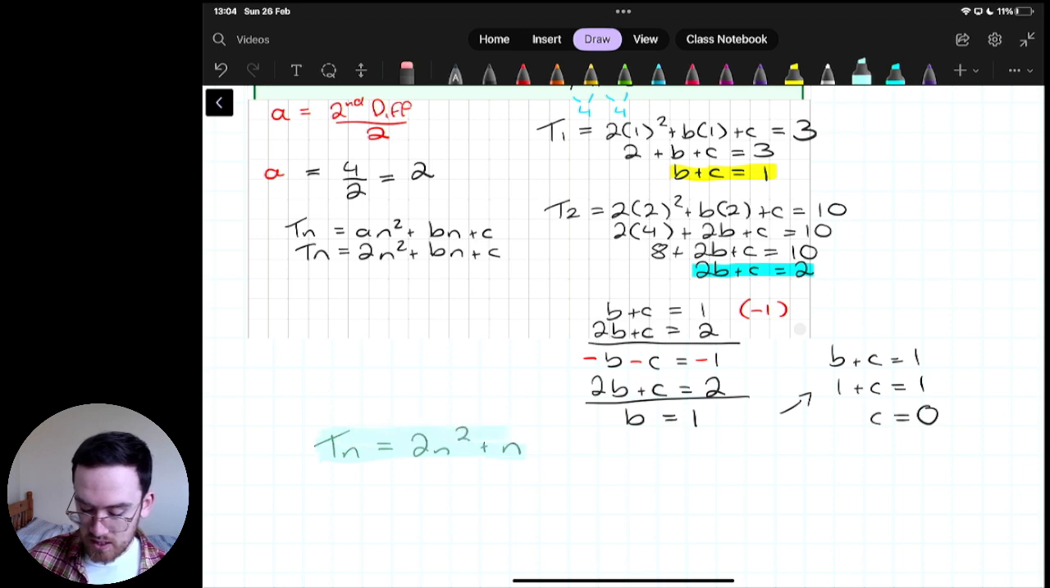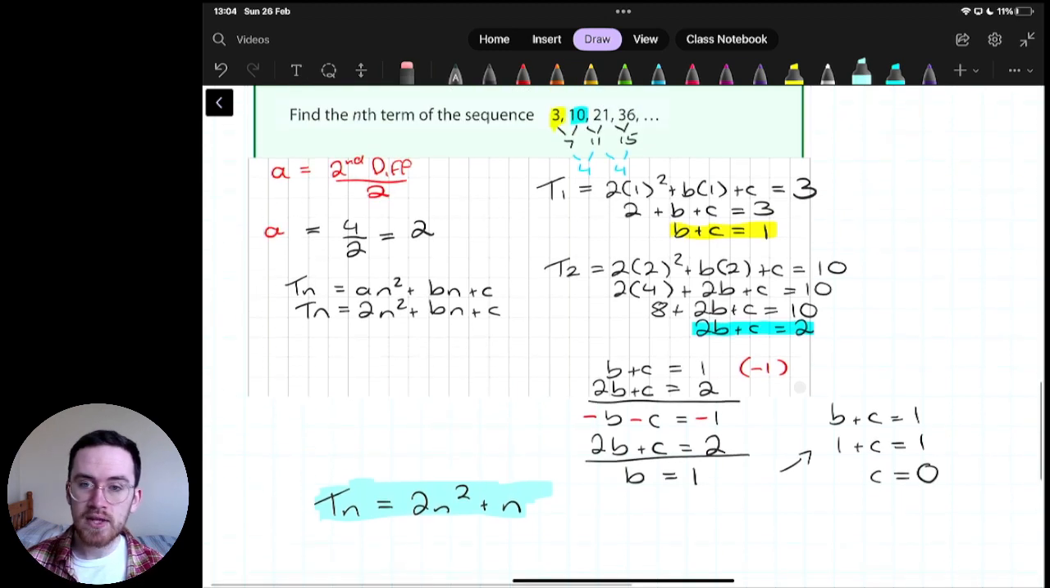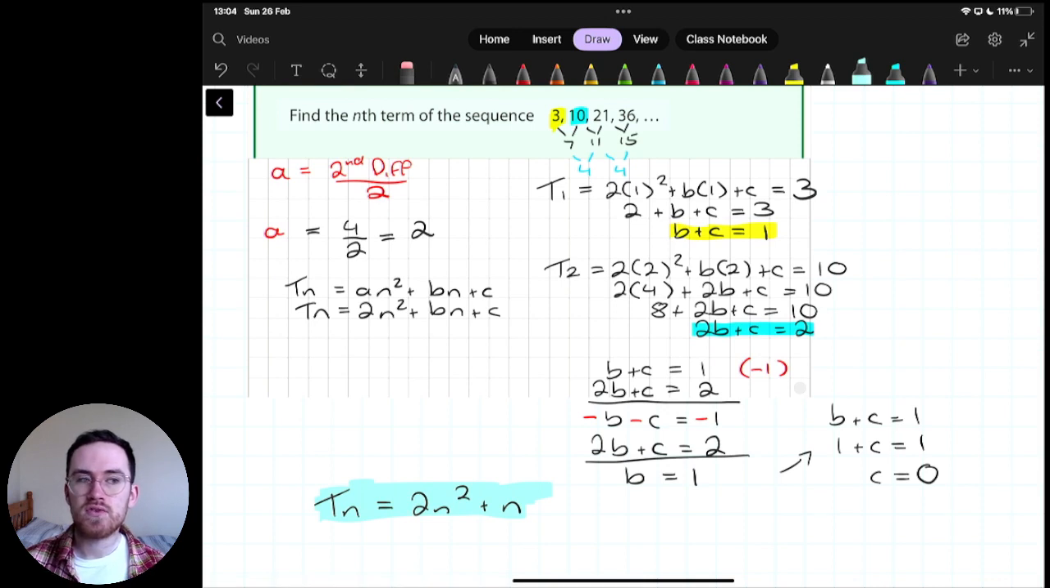Okay, there's really not a lot of difference here between finding a and d and finding b and c in these questions. We use the terms that we have. We know what n is for those terms, and we know what the answer is, so all that we have left is b and c. You just need, again, to be careful that you're familiar with that method.